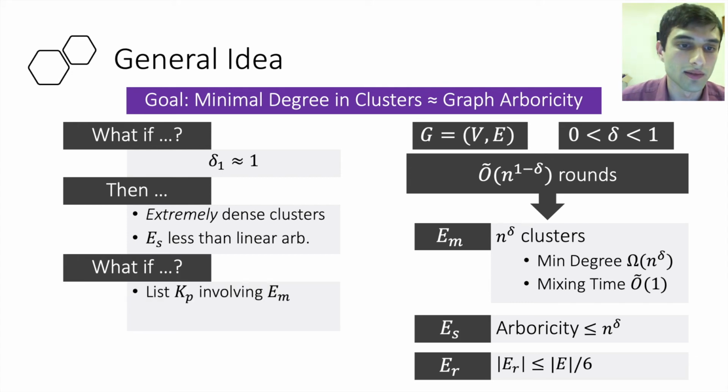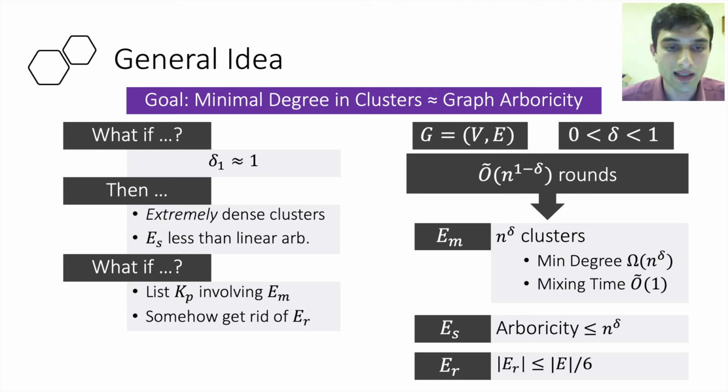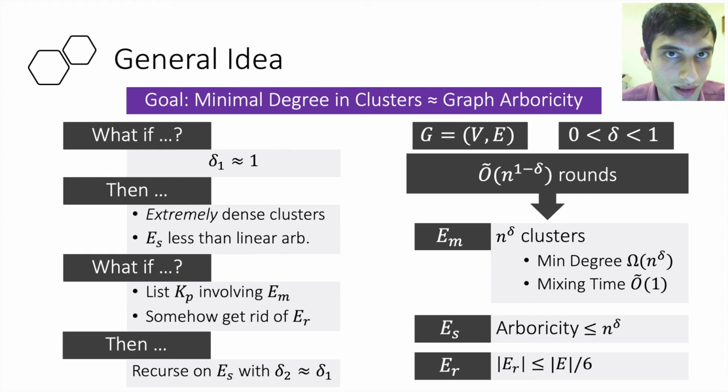Okay, well, what if we were able to list all the KP involving EM? Then we could throw EM out, and we can just ignore these edges now. And this is not so far-fetched because these clusters are very, very dense, so even if we bring in edges from outside, they should probably be able to deal with it. Let's also assume that somehow we get rid of ER. Then we're left with ES, and we can recurse on ES.